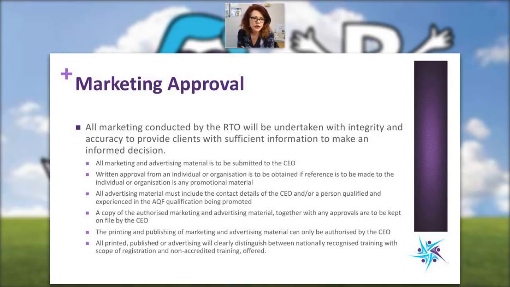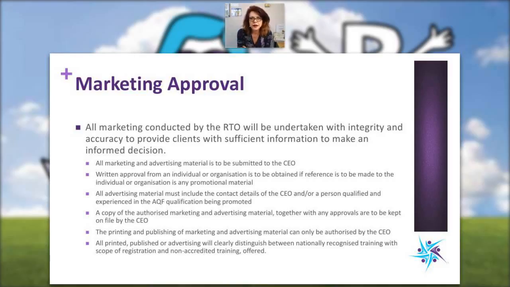Got another question: does this also relate to third parties advertising? If you've got a third party advertising a course, it might be a unit of competency from your scope of registration, it is the CEO's responsibility to authorise all of that marketing. So they should sight it. We've got the marketing checklist that you can use to make sure that it has all the information on there and that it is compliant. It's the CEO's responsibility to make sure it's compliant.